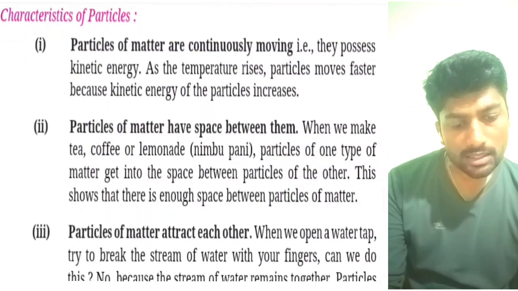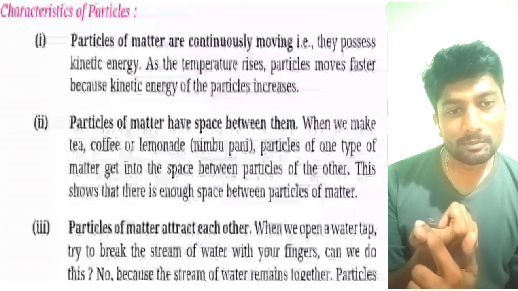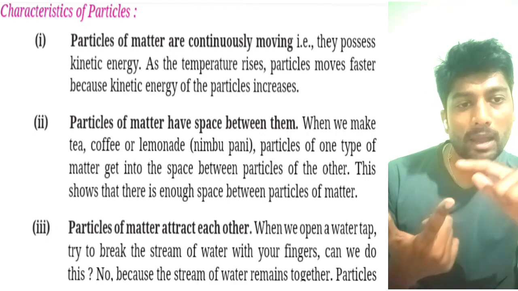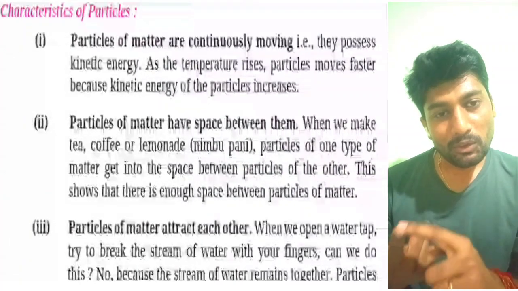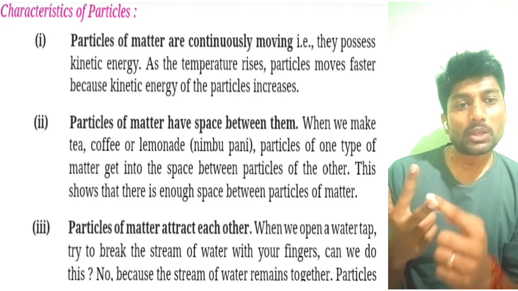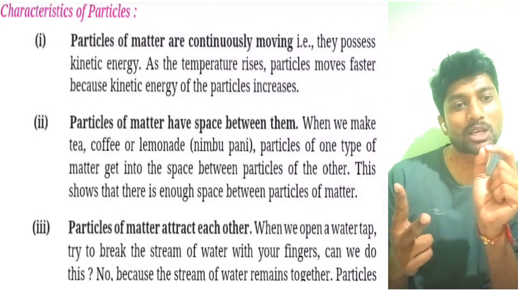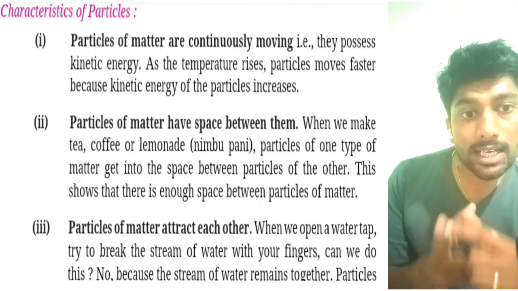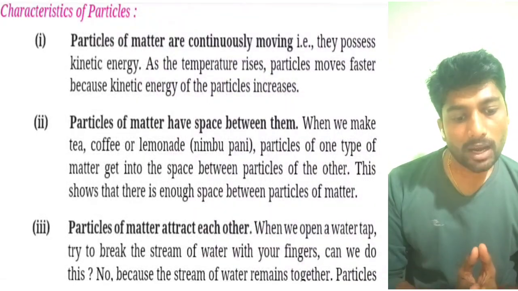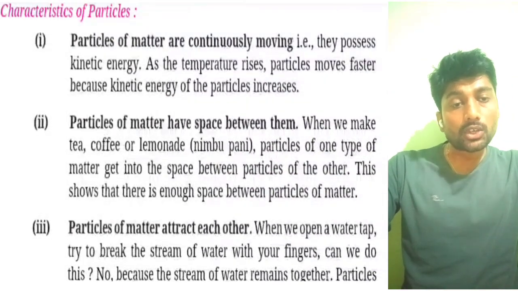Next we have the characteristics of particles. Now we know the definition of matter and the physical nature of matter. In the physical nature of matter, every matter is made up of particles. Now we have to know about the characteristics of particles. Everything is made up of matter, and matter has small things, those are the particles. So what are the characteristics of these particles? The first thing: the particles of matter are continuously moving.